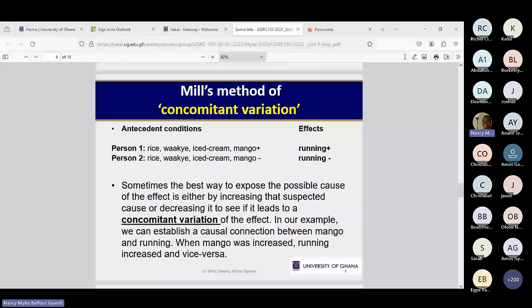Concomitant means accompanying, and variation means varying. So the effect varies whenever the antecedent condition varies. It means there is an accompanying variation. Variation is change, either upwards or downwards. There is a change that occurs in the effect. When you change the antecedent, then we realize that they are causally connected. That's why when you alter this one, it alters the other.